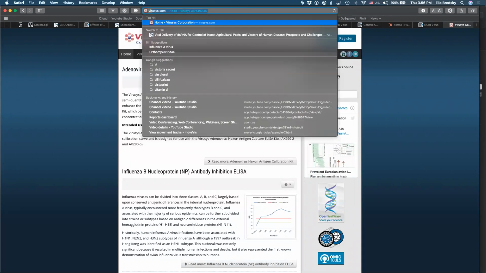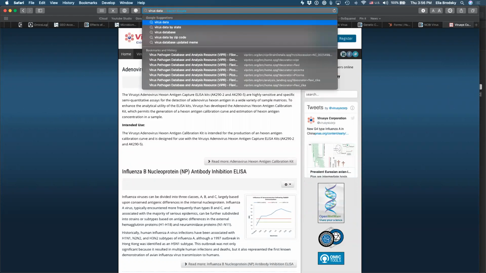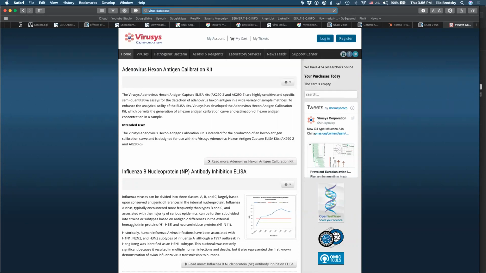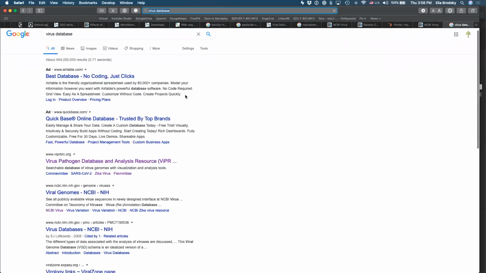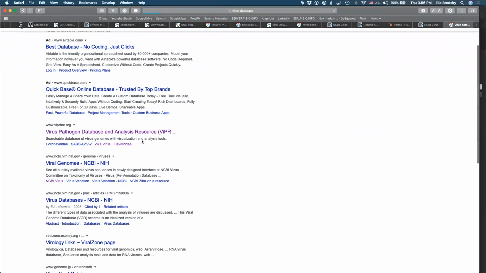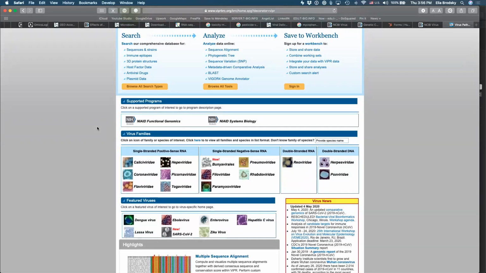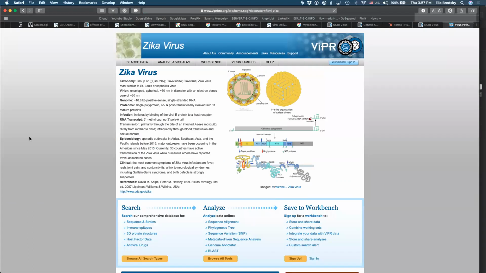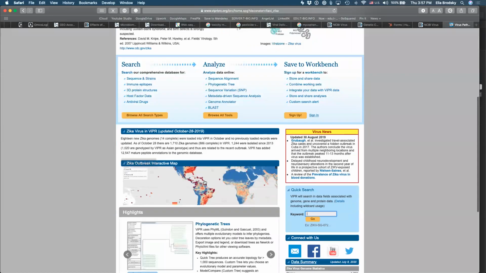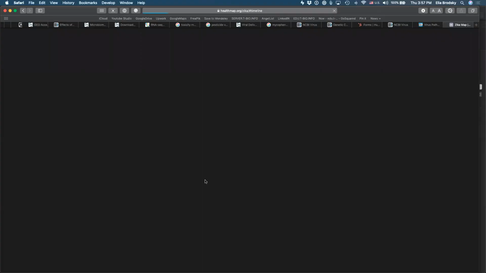There's a virus database, Viper. So here you can look for Zika virus and learn a little bit more. They have a lot of information on the genome, the different proteins, what their function is, and you can see an interactive map.